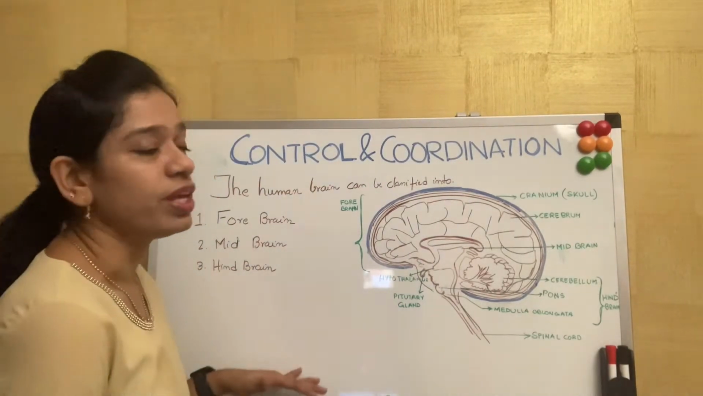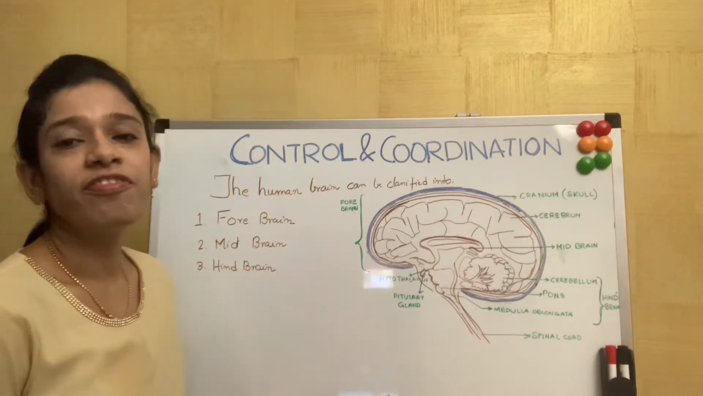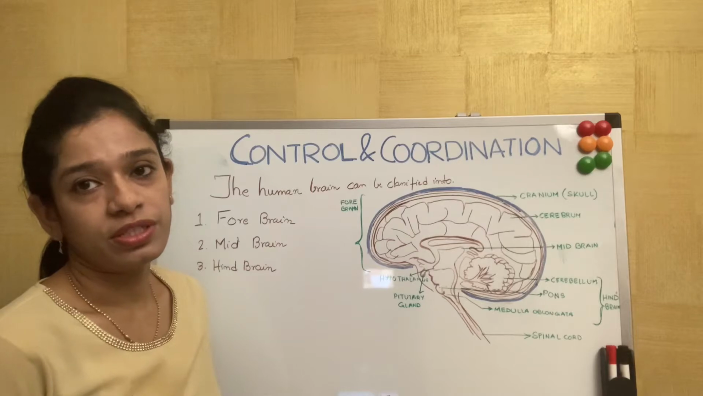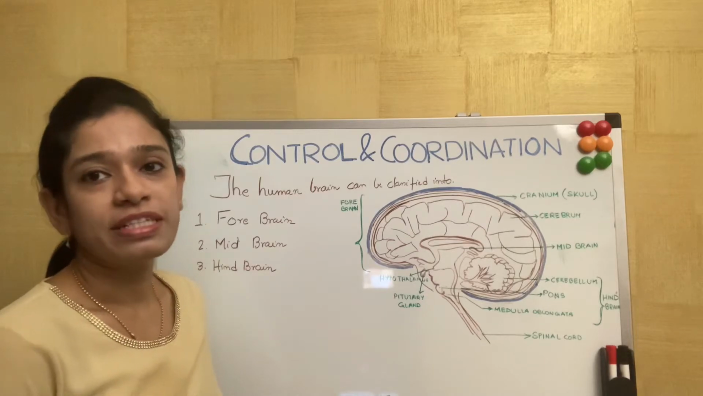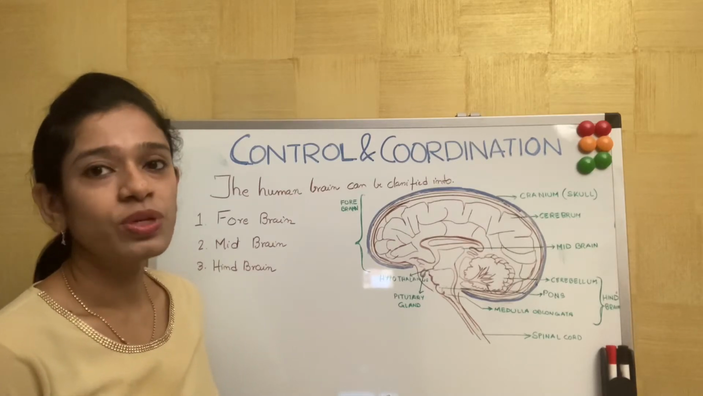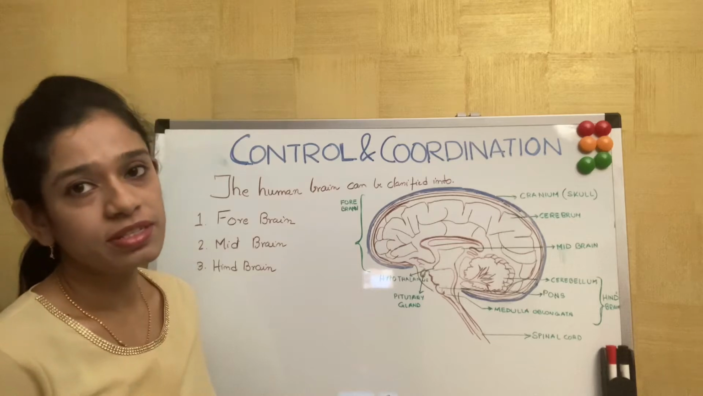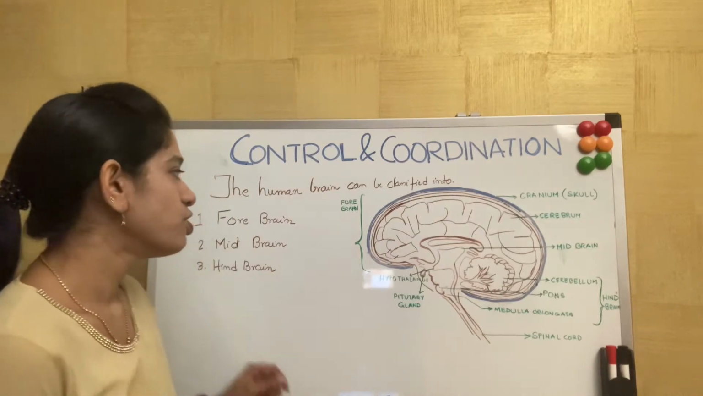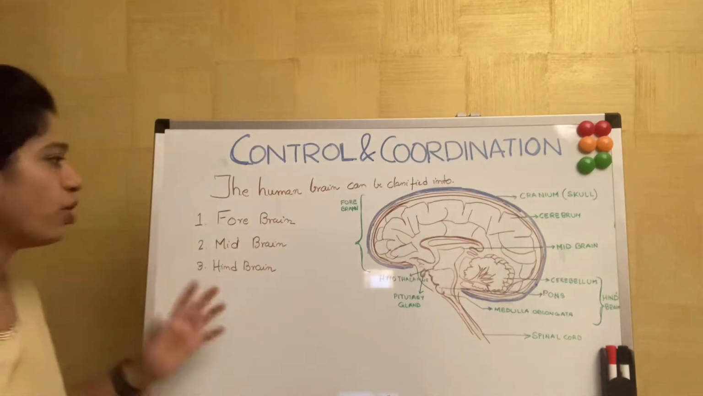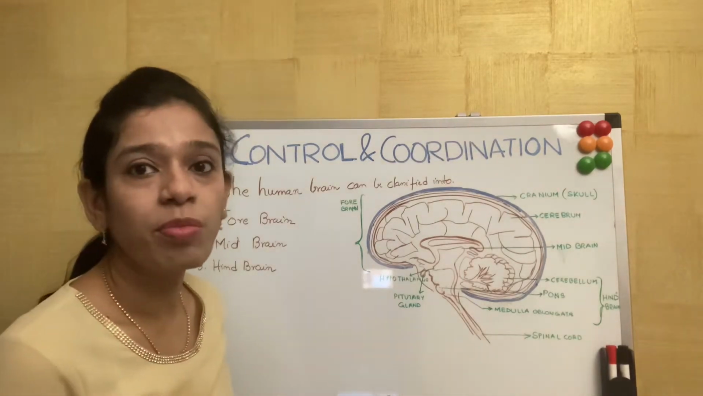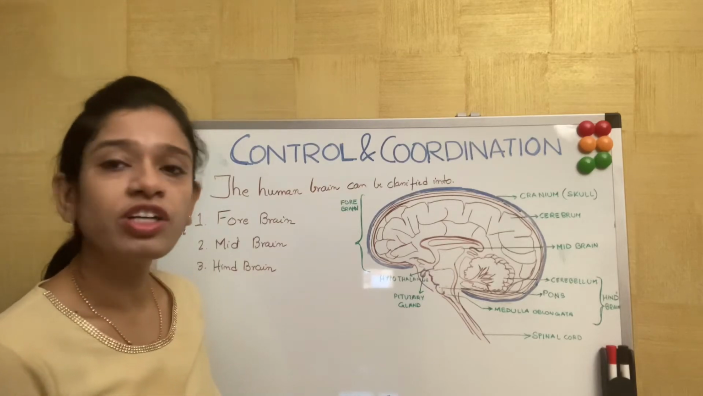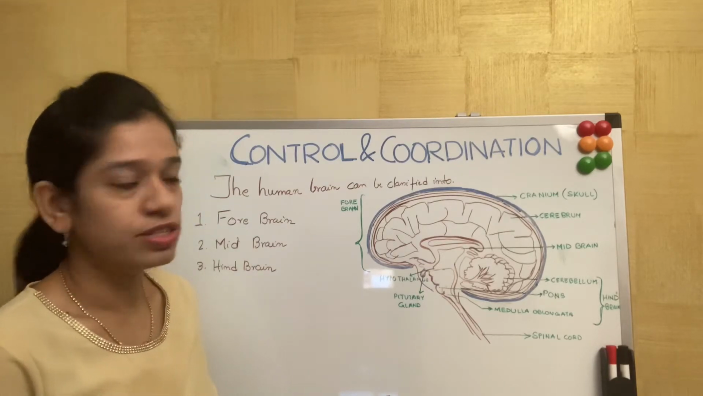The human brain is a very important part of the chapter Control and Coordination. When we talked about the central nervous system, we said that it consists of the brain, the spinal cord and the nerves. So let us have an idea about what the human brain is made up of, how it functions, what its parts are, and so on.